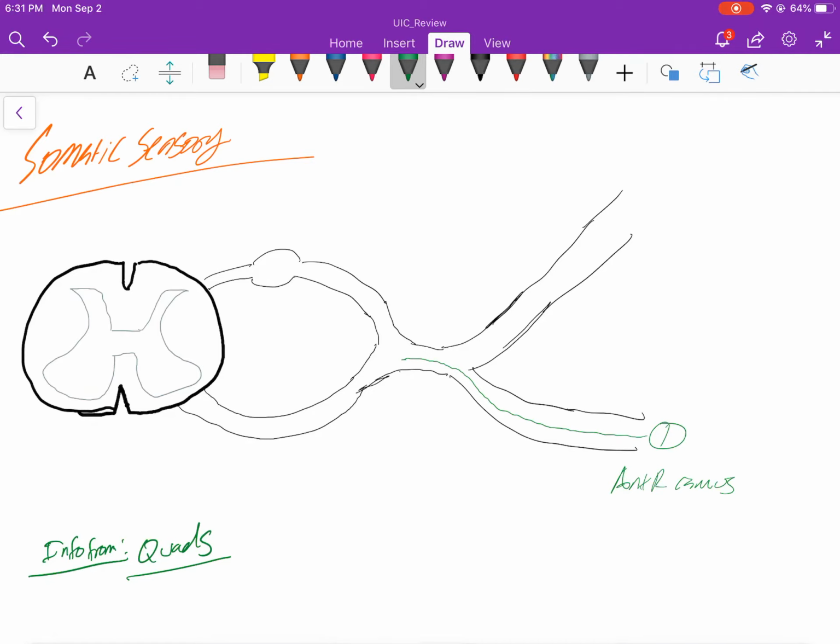So again, if we start at the beginning, we're getting information from the quads, so it's entering the anterior ramus, going through that spinal nerve, entering this posterior root area to enter the dorsal root ganglion. It's going to enter that posterior root, and then it's going to enter that posterior horn. So just like how in the somatic motor, everything starts at anterior horn, and somatic sensory, everything ends in posterior horn.